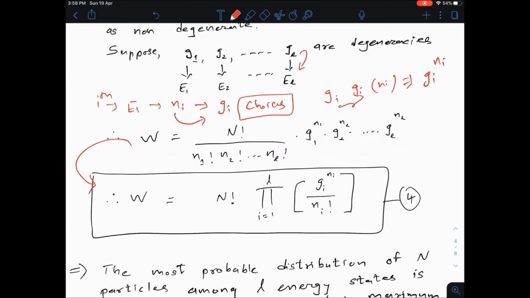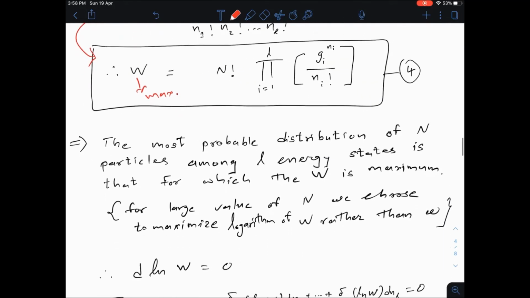Now again, this is the distribution that we have. Now the most probable distribution of n particles among L energy states will be the one for which W is maximum. So we want W to be maximum, right? So in mathematics, when can we say that it's a maximum? If we take its derivative and it is equal to 0, we can say that it is maximum at that particular point, right?